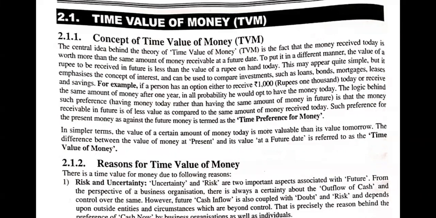The idea behind the theory of time value of money is that money received today is worth more than the same amount of money received at a future date. Suppose you get an option to receive money today or at some future date. The better option is to receive money today, because the value of money after some period of time will not remain the same. To put this in a different manner, the value of a rupee to be received in future is less than the value of a rupee in hand today.